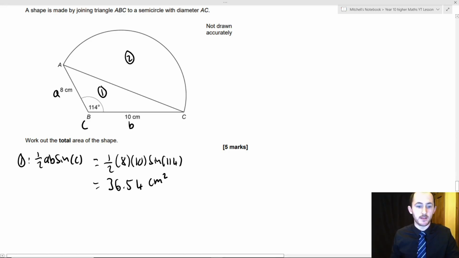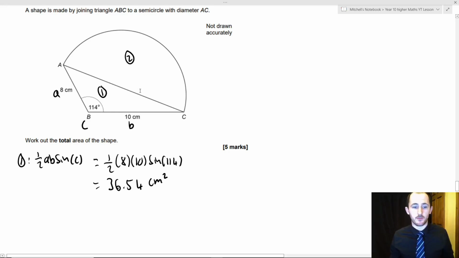Again, remember units. If you forget the units on your final answer, you lose a mark. So you can only get 4, which sucks. Cool. So now, we've got the triangle and that's good. We now need to work out shape 2, and that's the hard bit.